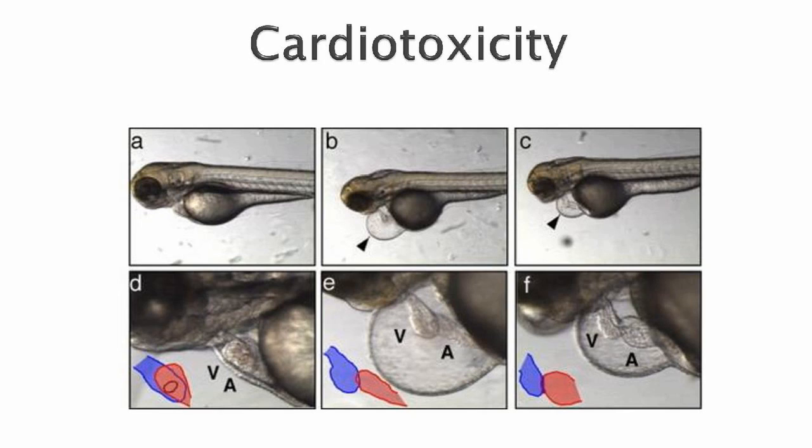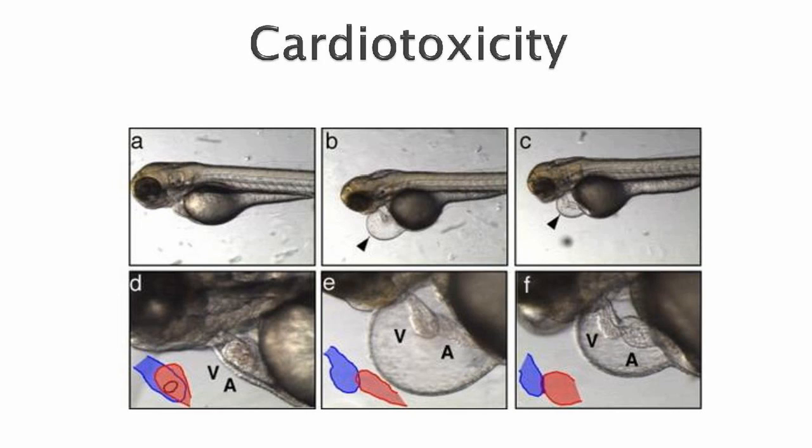A drug having cardiotoxicity may show effects like pericardial edema. The V and A represent the ventricle and auricle. The ventricle is on the top and the auricle is at the bottom. The attachment between the ventricle and auricle gets separated as the toxicity increases, and there is also an increase in the edema all around the heart. That shows it has some cardiotoxic activity in the zebrafish.